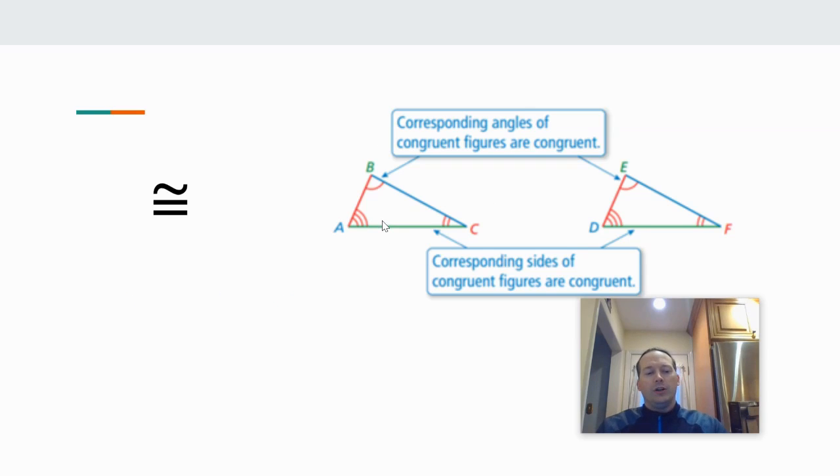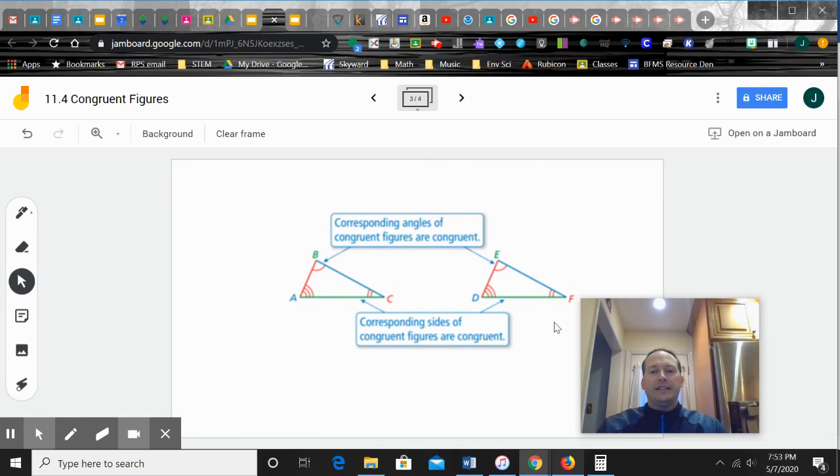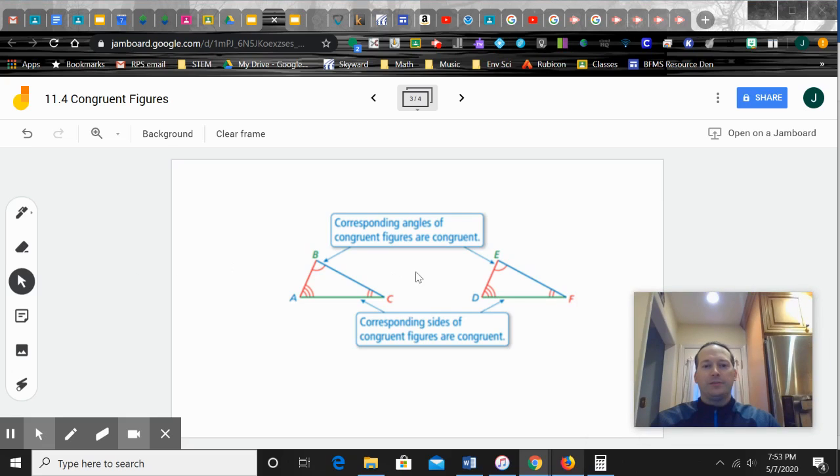So let's go back to the Jamboard here. This is that same picture that we have on the slides presentation. Now, looking in here, there's a couple of things that you might notice. First off, with angle B and angle E, there's just one little curved line. In geometry, that's how we show the 2 angles have the same measure.